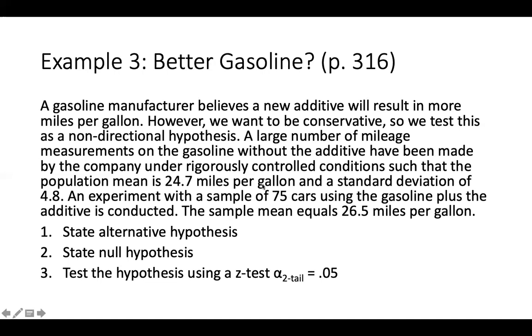Our sample data consists of a sample of 75 cars. This time, we've used the new additive, and we find that on average, these 75 cars get an average of 26.5 miles per gallon, measured under the same controlled conditions as the other stuff, okay? So now we're going to do it again. We'll state an alternative, state a null, and then we'll test this result with the z-test.